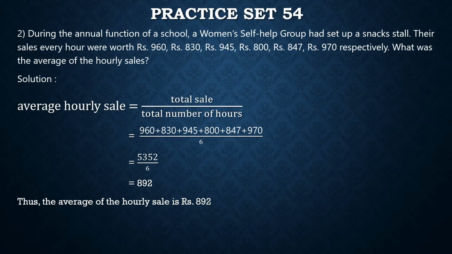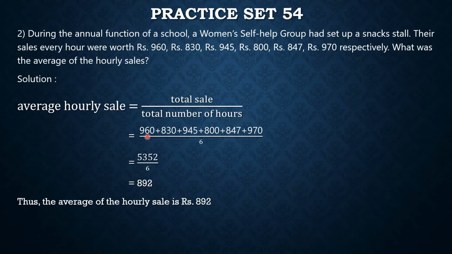The second question is: during the annual function of a school, a women's self-help group had set up a snacks stall. Their sales every hour were worth rupees 960, rupees 830, rupees 945, rupees 800, rupees 847 and rupees 970 respectively. What was the average of the hourly sales? So average hourly sale is total sale upon total number of hours.